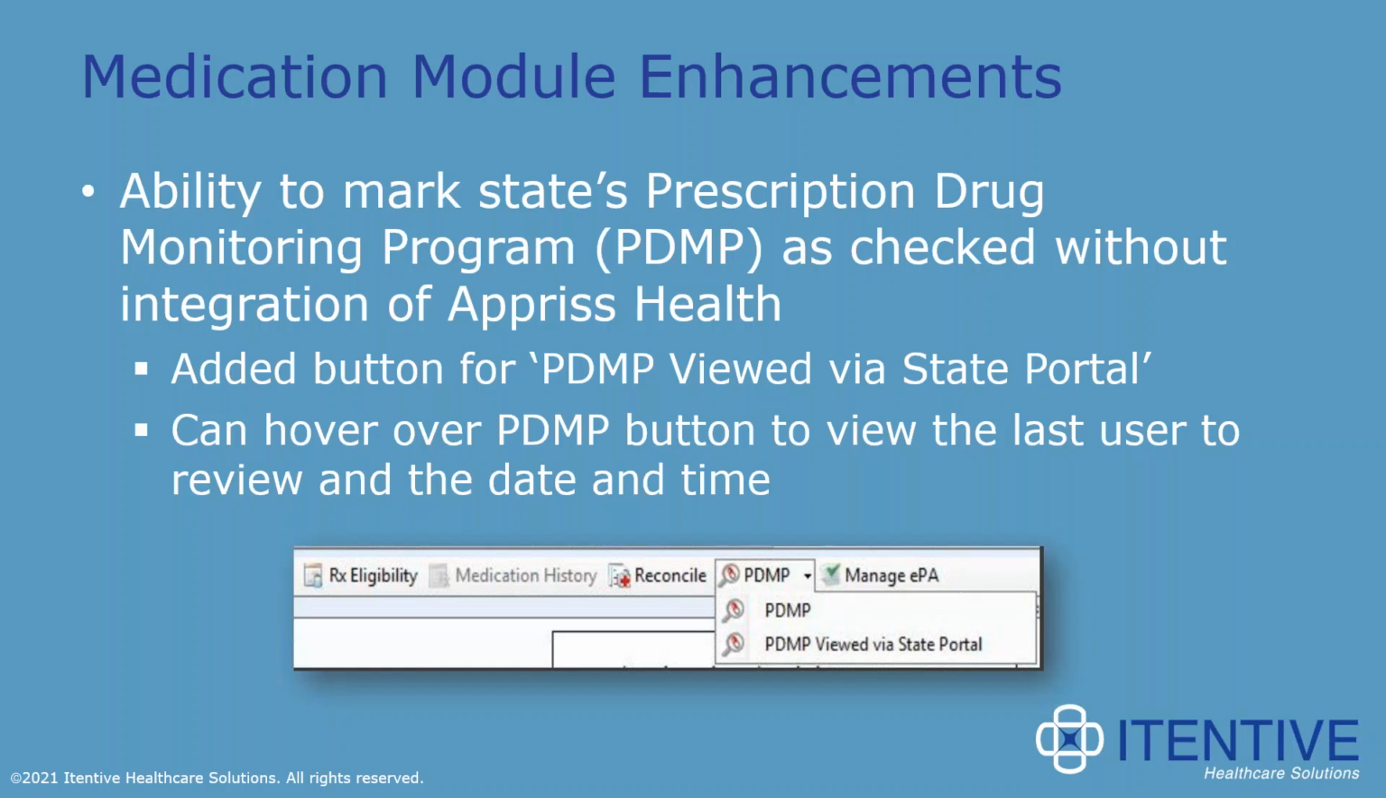Prior to the spring release, you had the ability to check your state's PDMP, which is the Prescription Drug Monitoring Program, and you could do that directly within the medication module. There was a little caveat to this. This did require integration with APRIS Health. Not all practices wanted to set up that integration, and not all states are even participating.